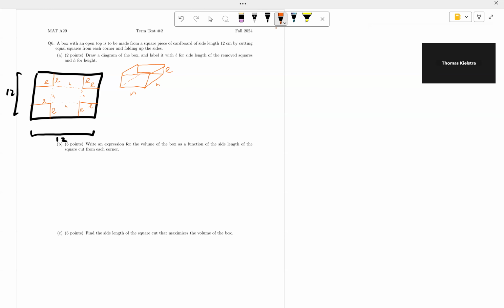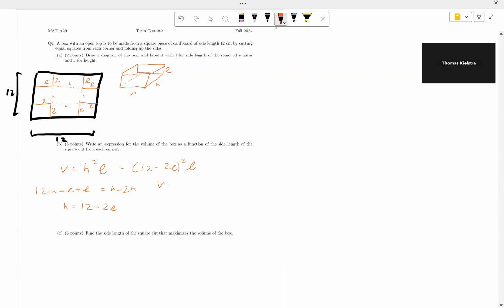So we need to write an expression for the volume as a function of the side length of the square cut out from the corner. Well, the volume of the box equals H squared L. Now, this H, we have 12 equals H plus L plus L, which equals H plus 2L. Well, now H equals 12 minus 2L. My volume equals (12 minus 2L) squared times L.